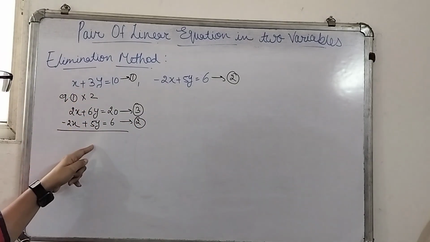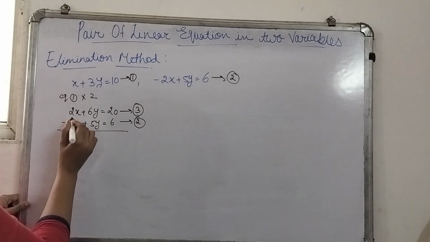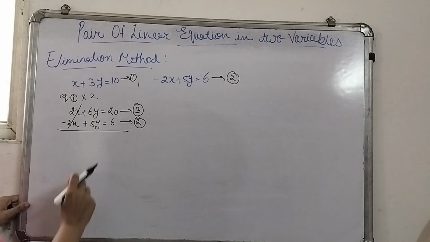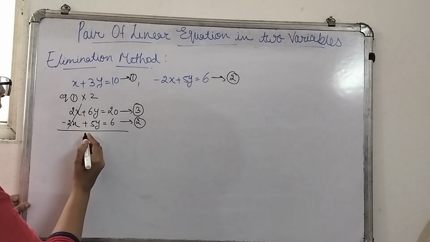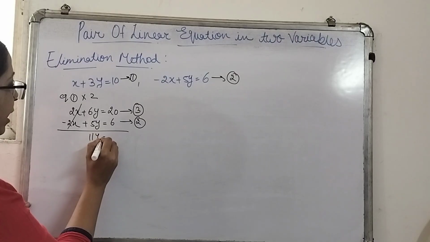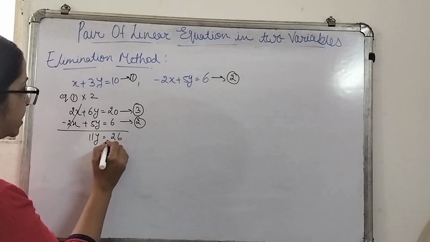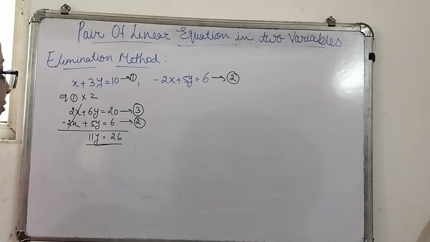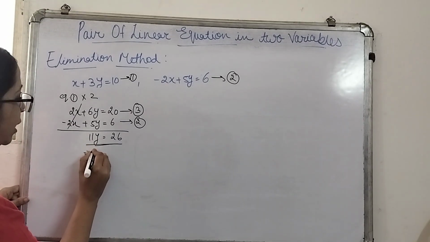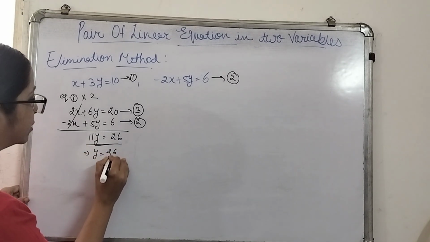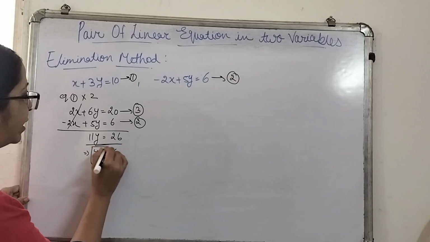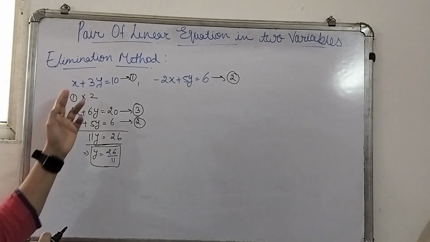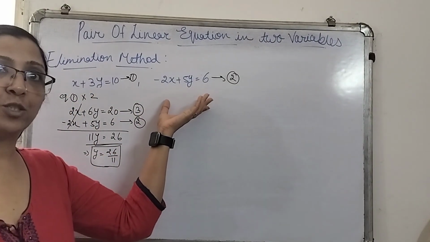Now when we add these two equations, they have opposite signs, so they are going to cancel. 6y plus 5y will become 11y, and it will be 26. So this is an equation in one variable only. Now we can find the value of y from here. The value of y will be 26 by 11. This is the value of y for which both the equations will be satisfied.